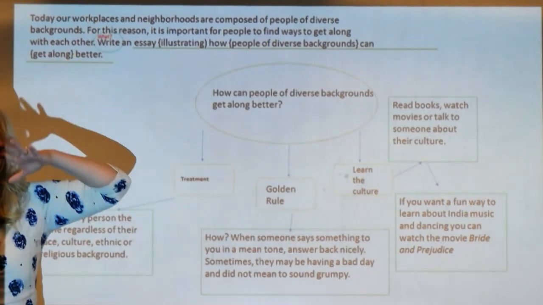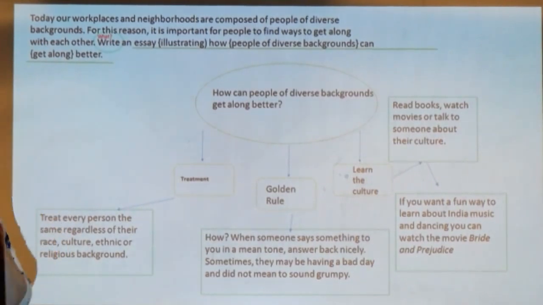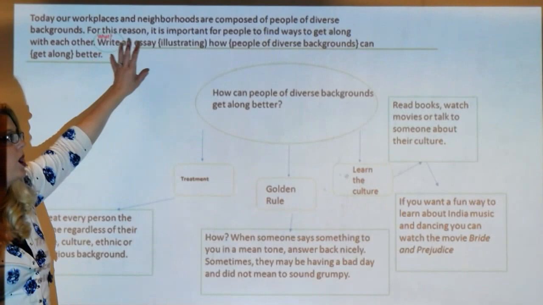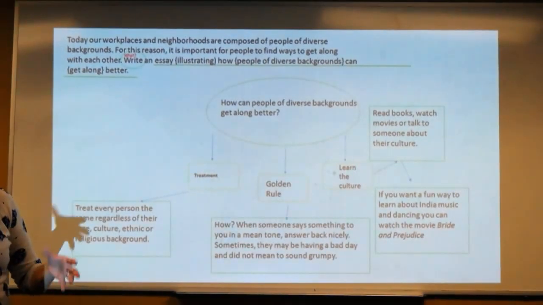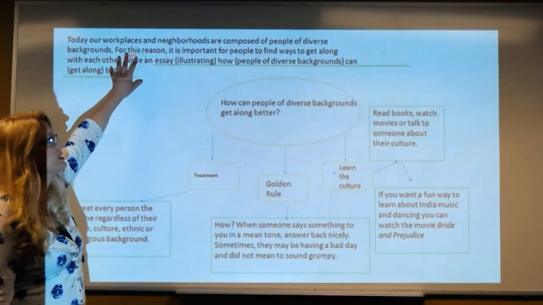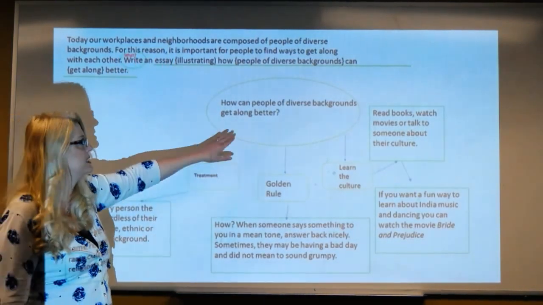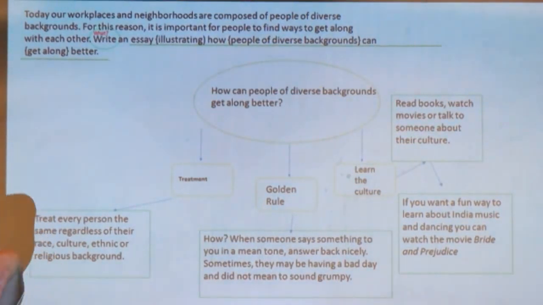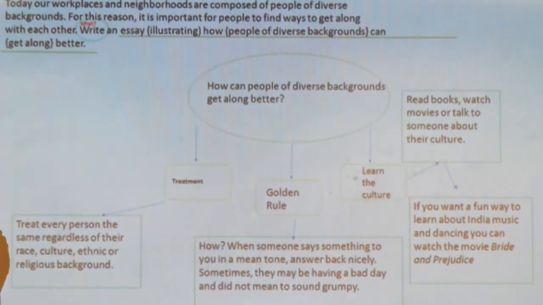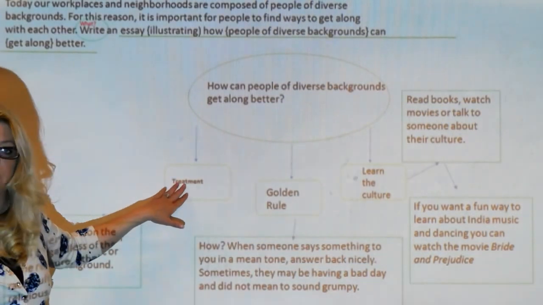So then I stop and I think and I summarize, what is this prompt wanting from me? So now I'm going to move from my prompt to my graphic organizer. And I decided and summarized that the main point of this prompt is asking myself, how can people of diverse backgrounds get along better? Once I have figured that out, I move to my 3 points.